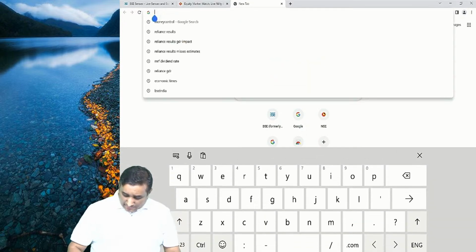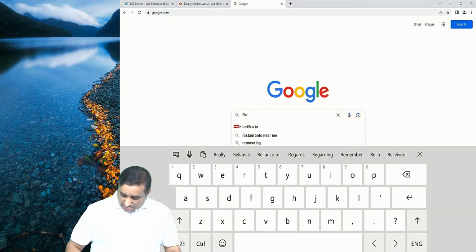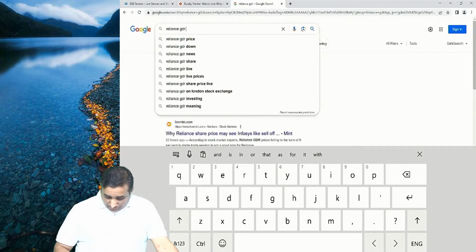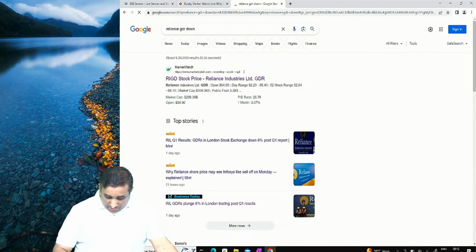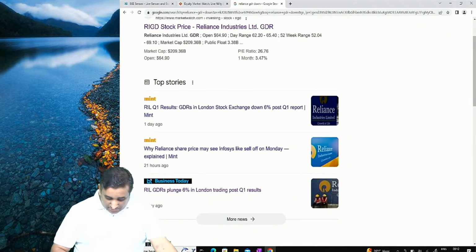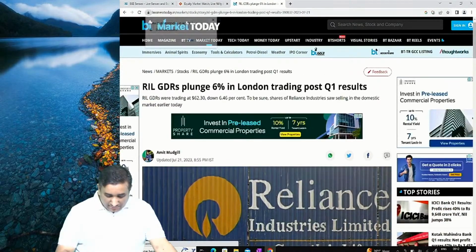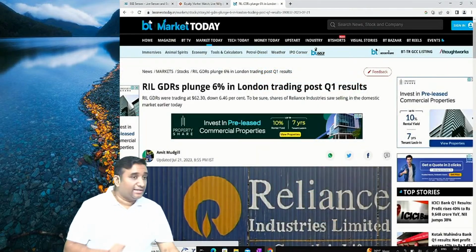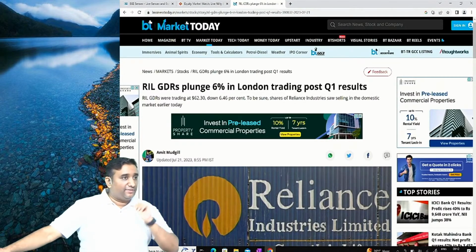Reliance has GDR listed. You know what is GDR? Reliance has GDR. GDR is Global Depository. RIL GDR plunged 6% in the London trading post Q1 results. Can you see that line? That means our market was closed when the result came out. It comes out around 5:36 Friday evening.